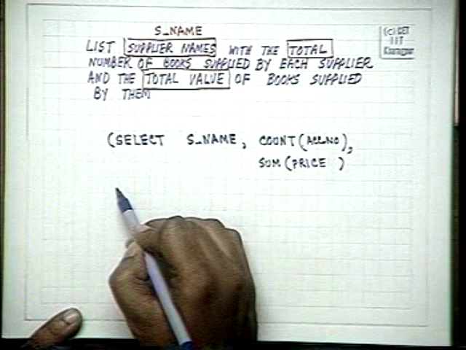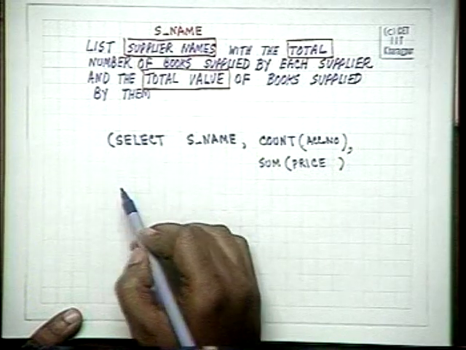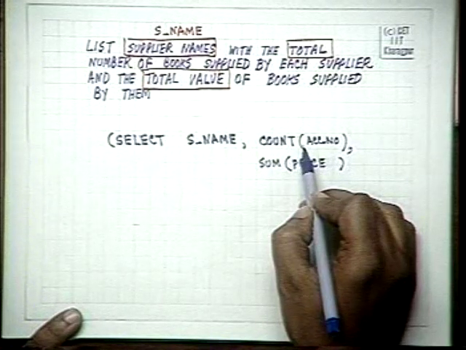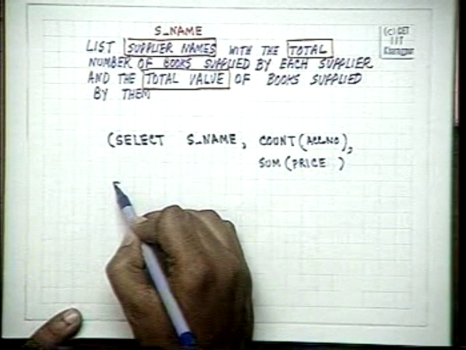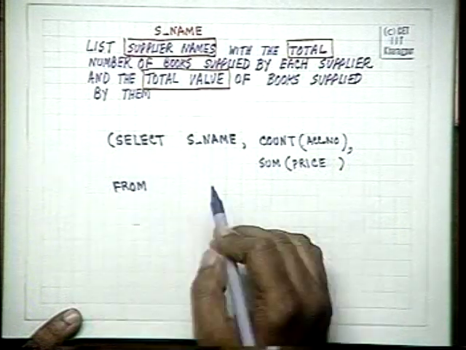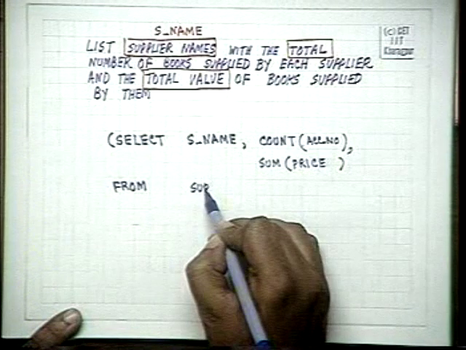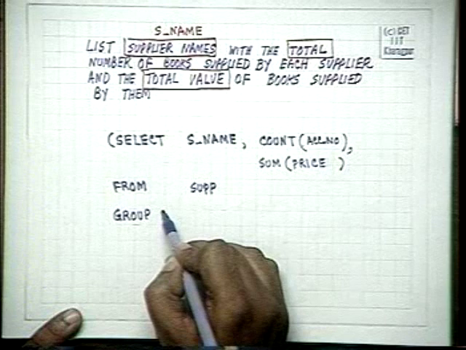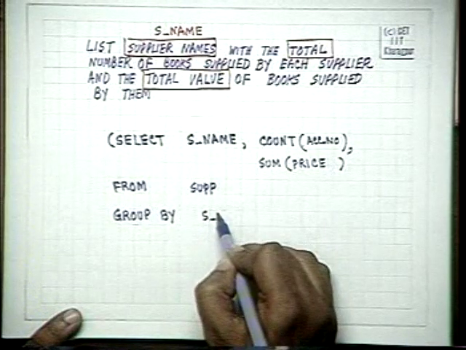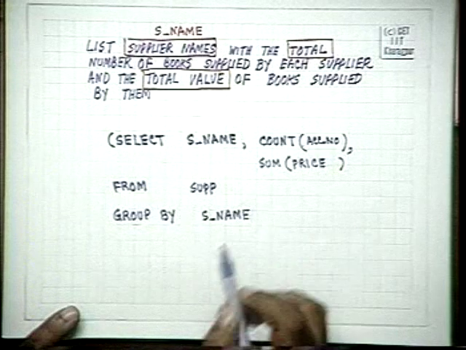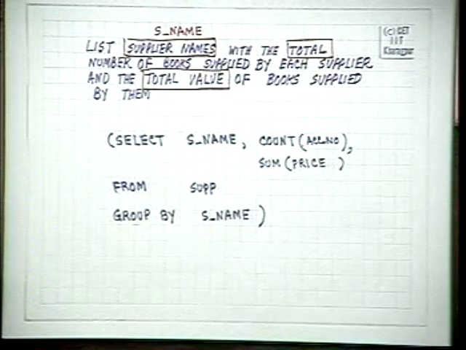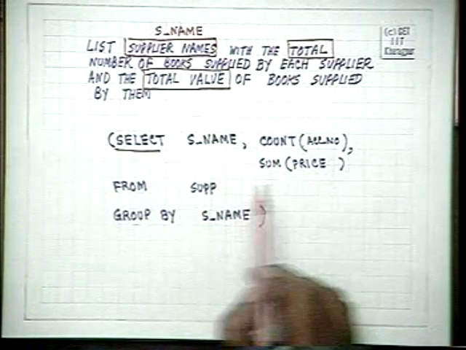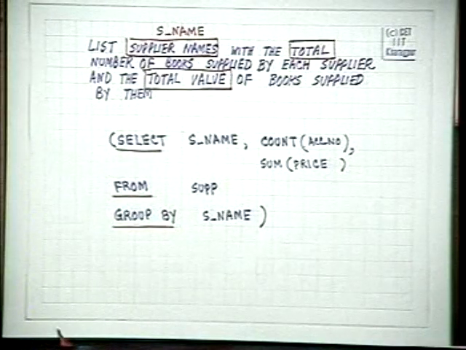These three we want. So here, if you want a distinct function, how do you do it? We are assuming the default is distinct. From, there is only one relation, sub, group by S name. This is the answer. Select S name, count accession number, sum price, from sub, group by S name.